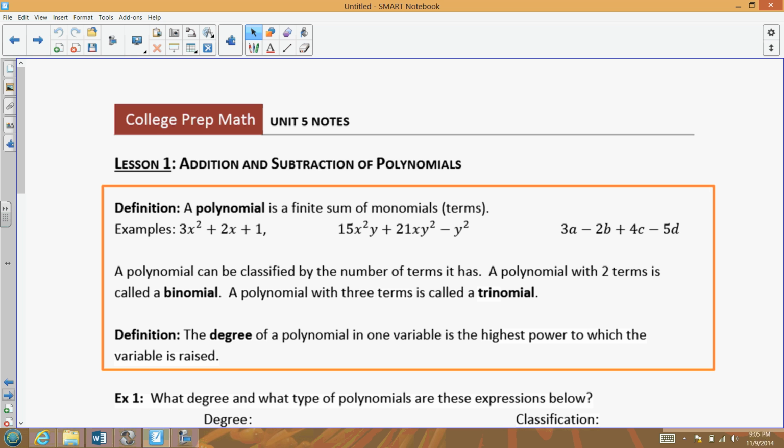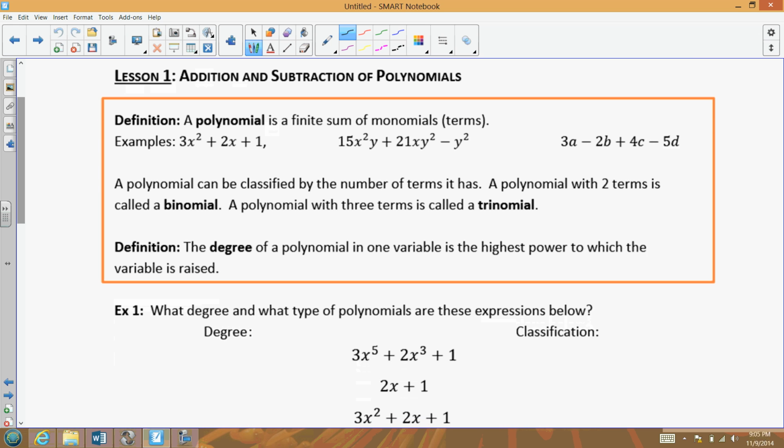When we say a finite sum, remember you can think of adding a negative as addition, and it's the same as subtracting. Down below here, when we talk about polynomials, we can classify them by the number of terms it has. So a polynomial that has 2 terms is called a binomial. A polynomial with 3 terms is called a trinomial. And like we said, a polynomial with 1 term is called a monomial. So we also refer to a monomial as a term when we're talking about combining.